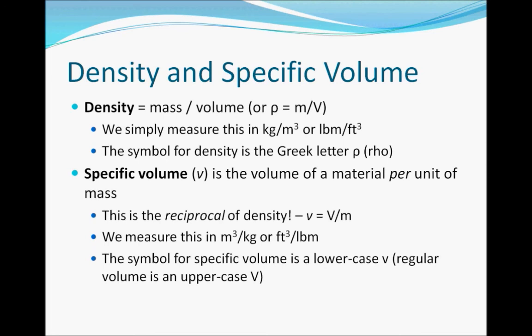The symbol for specific volume is a lowercase v, which is another thing to keep in mind. And usually you'll see it written in italics, like it is here, or in cursive, just to separate it from net volume, which is the uppercase V. That would be the total volume that an object has, whereas the smaller one is specific volume. And we measure that in meters cubed per kilogram, or feet cubed per pound mass, because that's the same as the units up here, but flipped upside down.